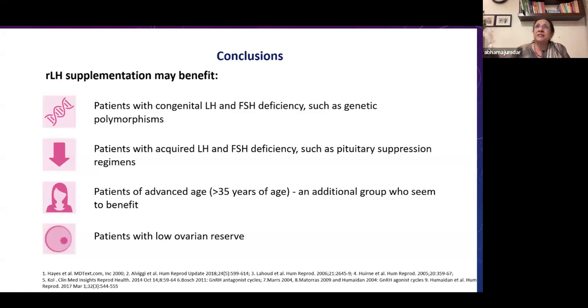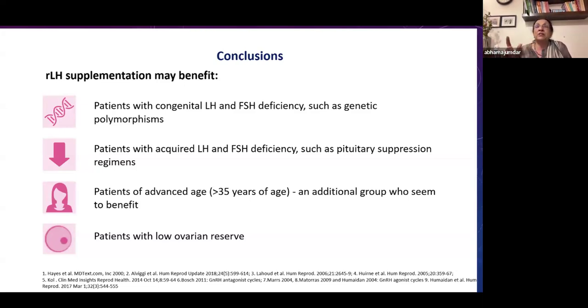And Kolibianakis sort of refuted that, even if LH levels are less than 0.5 or lower than that, earlier it was 1.2 was the cutoff, but even lower levels gave good steroidogenesis and good follicular development. So please do not use anything in long agonist protocol or antagonist protocol if they are not of advanced stage and if there is no ovarian low reserve. But if there is advanced stage or low reserve patients, LH addition is very good.